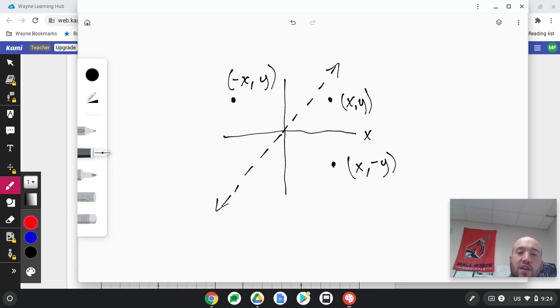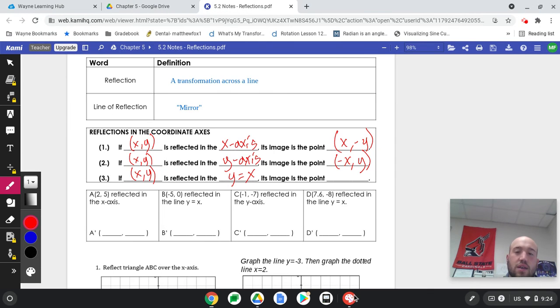So if it has the point xy, so say it was the point 3, 2, then it would reflect and end up at that point 2, 3. So the x and the y switch places. Okay, they will switch places, and it becomes yx.